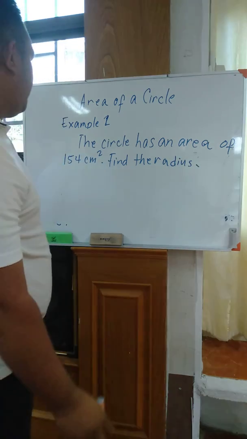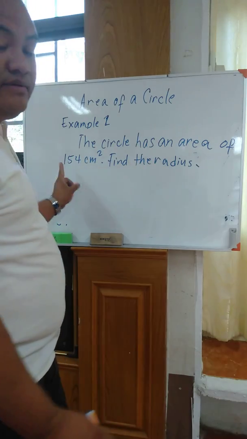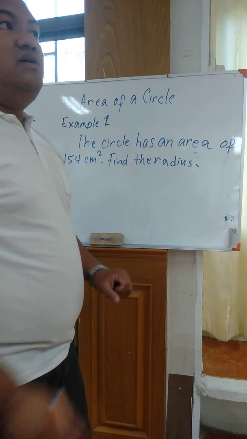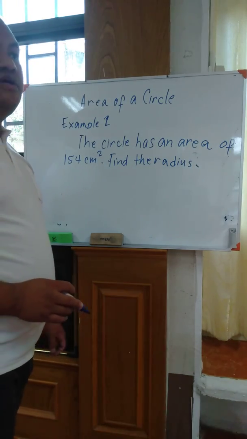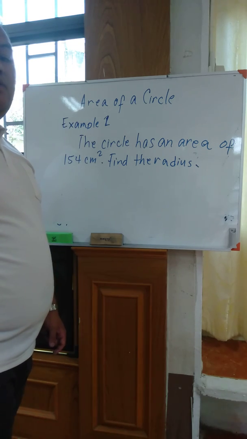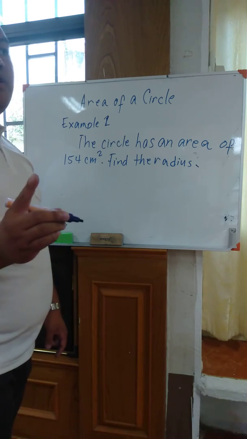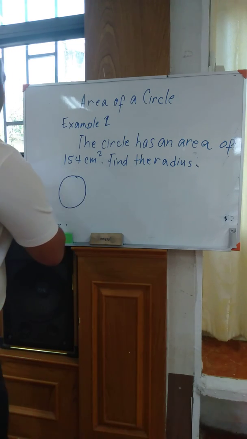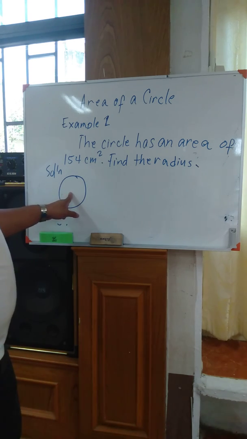Find the radius. Okay, I repeat. The circle has an area of 154 centimeters squared. Find the radius. So, based on what I explained a while ago, in order for you to easily solve or easily find what we are looking for, you can remember to draw the circle. So let's have the solution here by drawing.